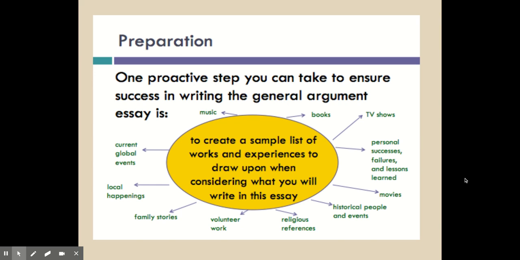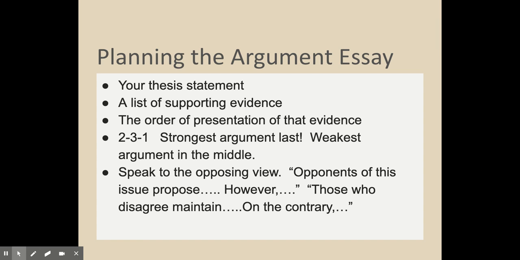Okay, so one step that you can make sure that you do is start thinking of a group of things that you can pull evidence from. So don't just think about this class, think about all your classes. Think about your own personal stories. Think about things that you've seen in movies or books or music or current global affairs or things that are happening in our own backyard, local events. All of those places are places that you can pull evidence from. And getting appropriate evidence is the hardest part of the argumentative essay.